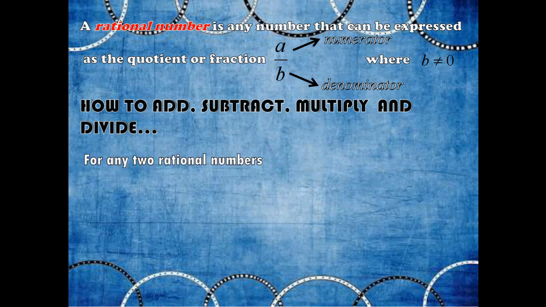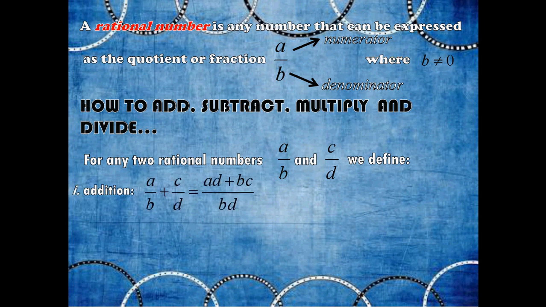So for any two rational numbers, a over b and c over d, we define first addition. a over b plus c over d is equal to ad plus bc over bd, where b and d are their common factor. In subtraction, a over b minus c over d is equal to ad minus bc over bd. Still the same with addition, but only the signs are different.